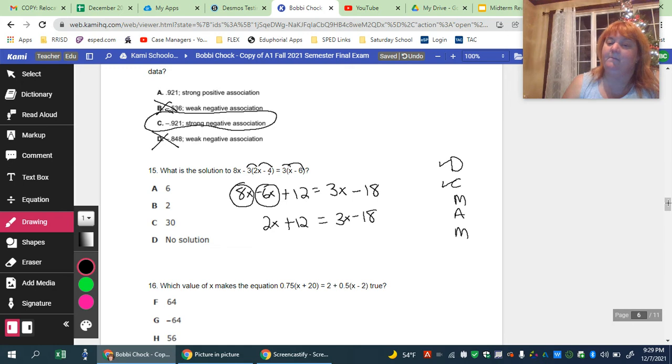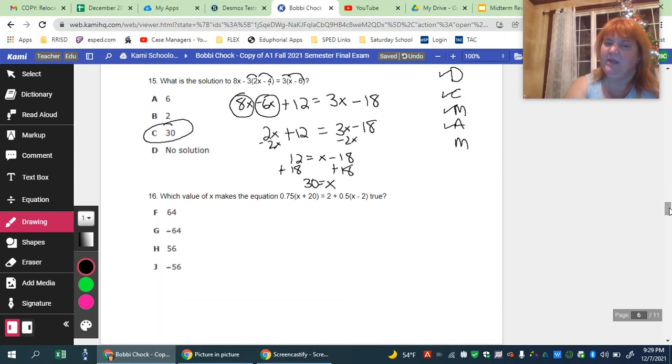Now we're going to move the variable. So I'm going to go minus 2x here, minus 2x here. I get 12 equals x minus 18. The next one is add or subtract. So I'm going to add 18, and I get x equals 30. I don't need to do the last step because I don't need to divide. So my answer is 30.